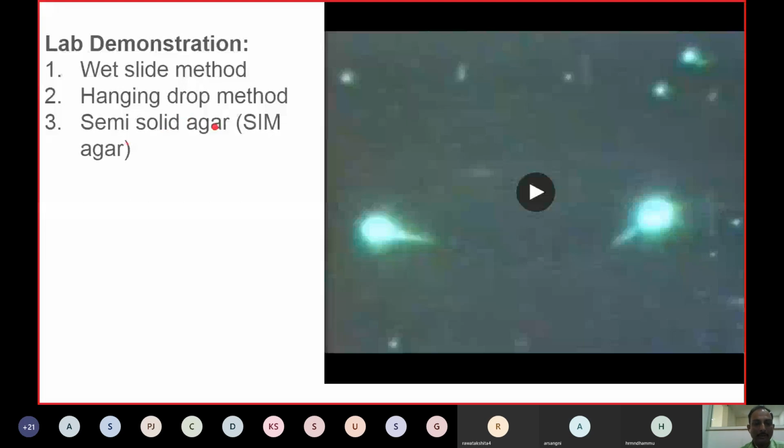Semi-solid means the concentration of agar, which is basically a solidifying agent, is added to the medium. Here the medium is basically the nutrients required for the growth of bacteria. So we add agar, the concentration of agar is less, and the medium becomes semi-solid, partially liquid. And in this case, you can see the motility of a bacteria.